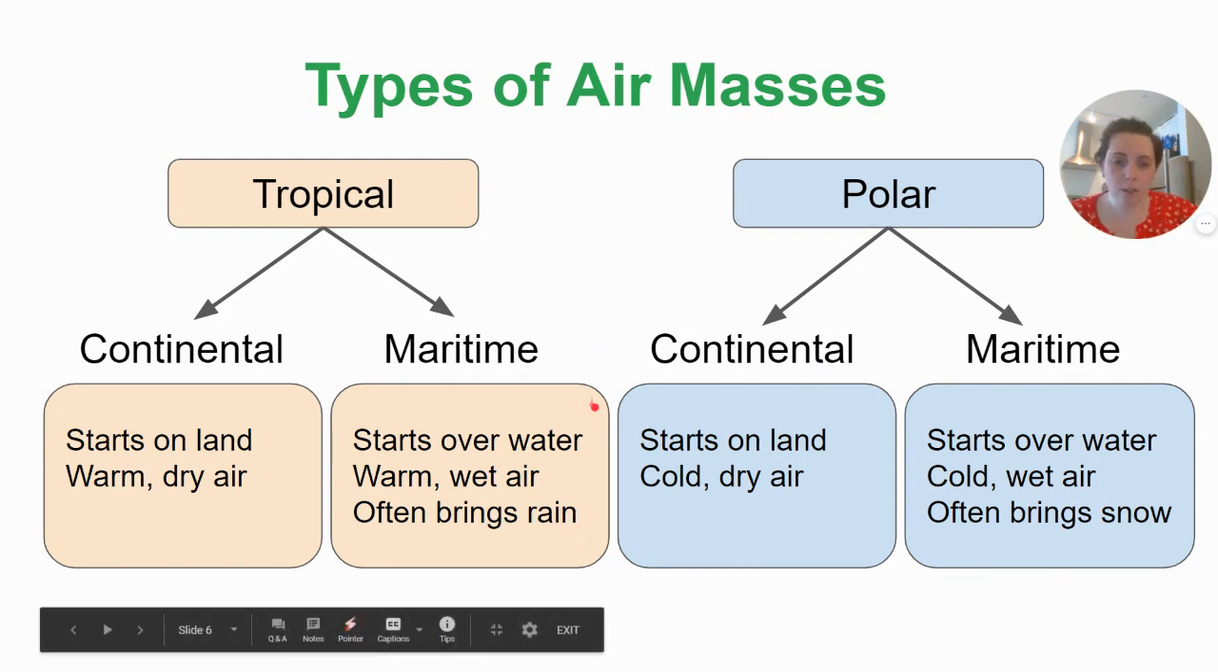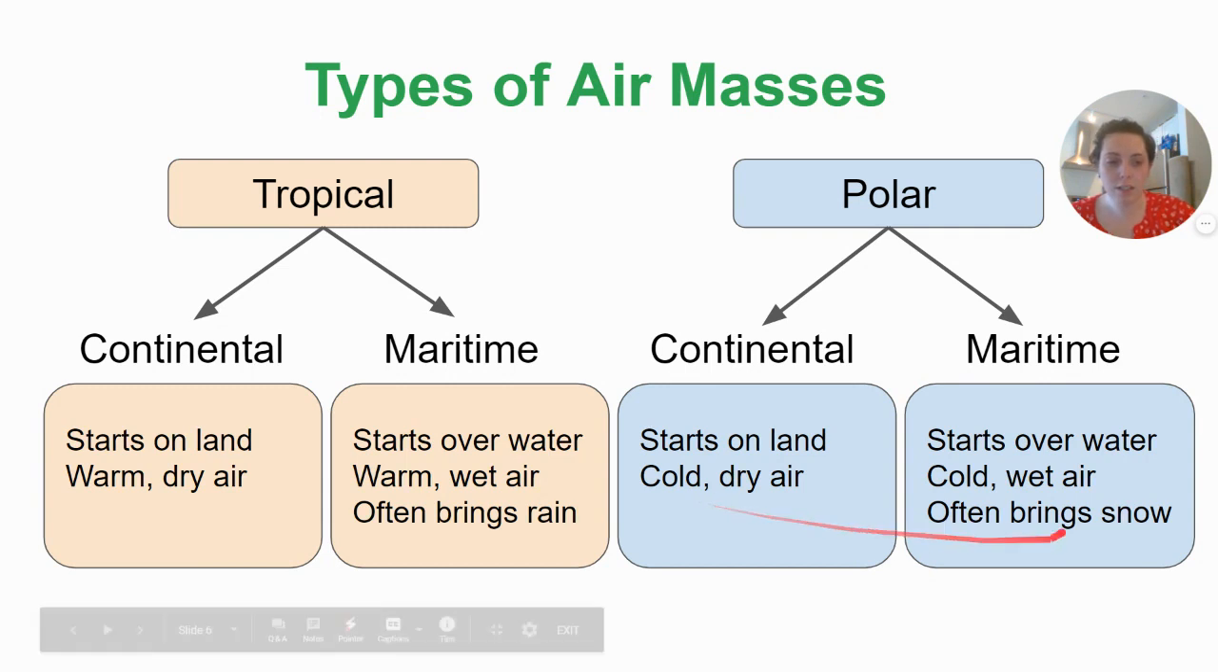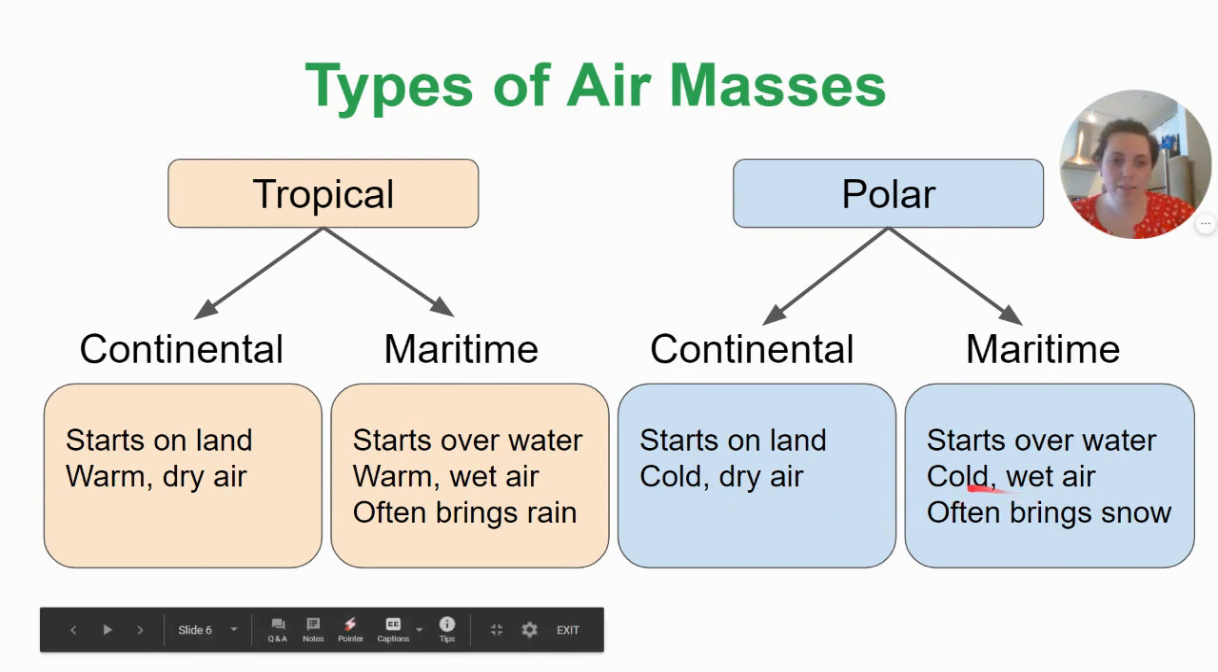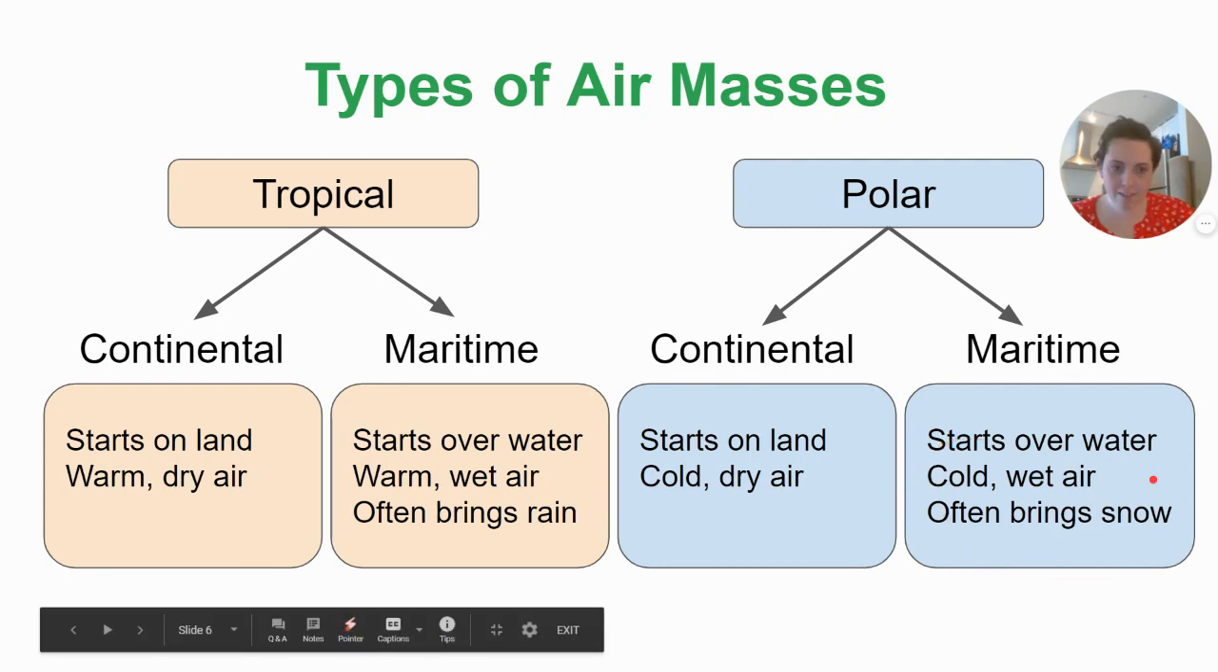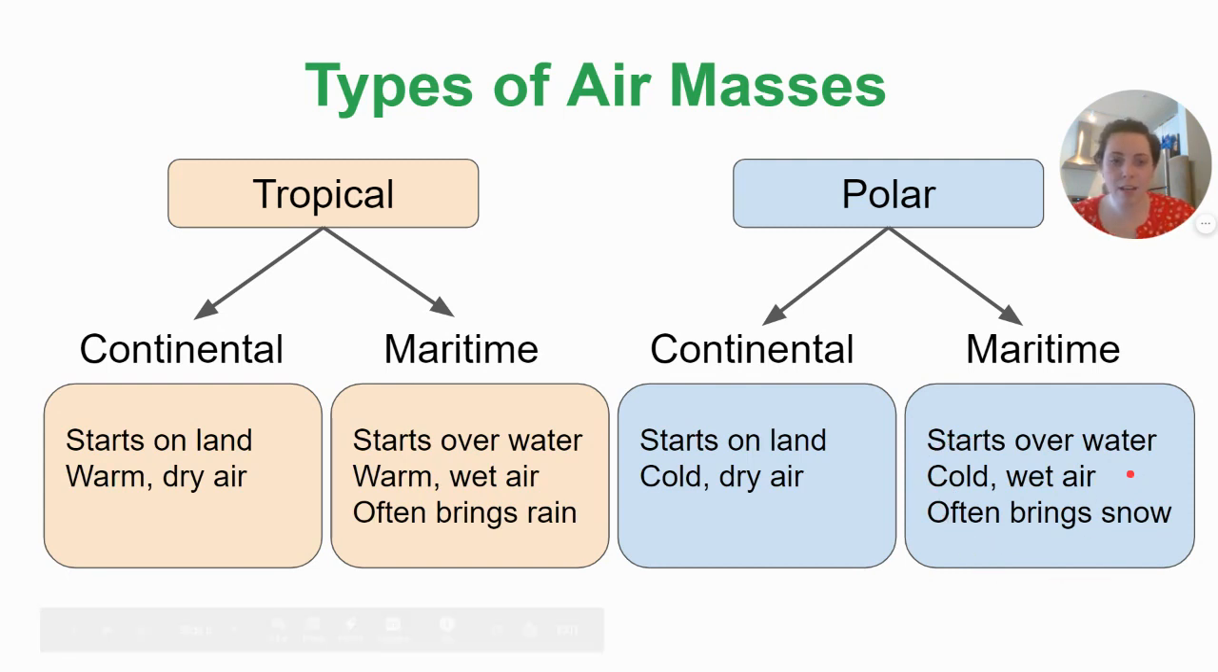Over on our polar side, continental again is dry, but now it's cold air, being polar. Maritime is again wet, but now we have cold air. Because it's wet, we're going to get that precipitation again. But now that the air is colder, usually that precipitation is going to be snow. Sometimes it's still rain, but with that colder air, it's much more likely to snow.